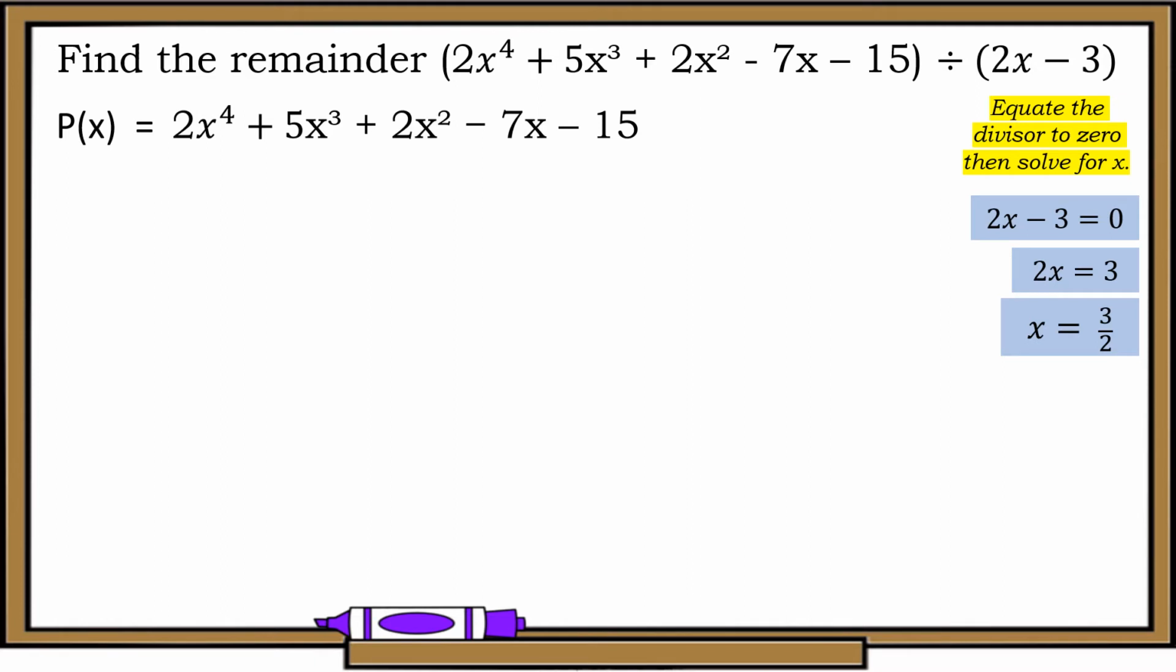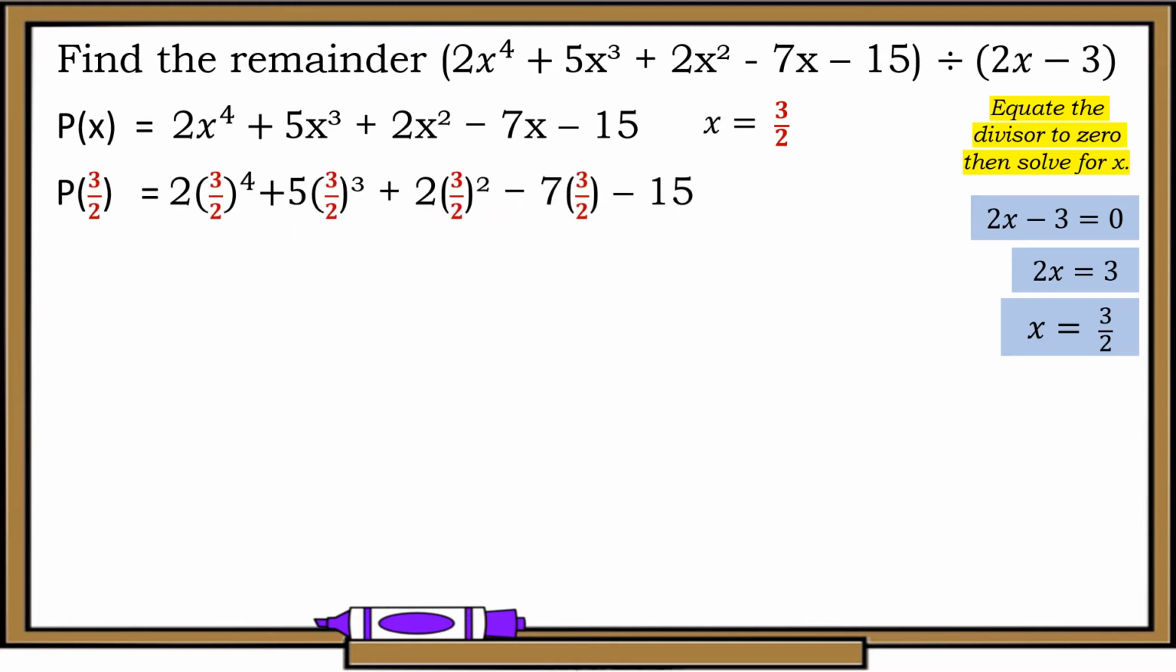Calculate for P(x), then write the dividend. P(x) is equal to 2x to the 4th plus 5x cubed plus 2x squared minus 7x minus 15. Since our x is 3 halves, we will substitute x by 3 halves. So P(3 halves) is equal to 2x to the 4th, or 2 times 3 halves to the 4th, plus 5x cubed, or 5 times 3 halves cubed, plus 2x squared, or 2 times 3 halves squared, minus 7x, or minus 7 times 3 halves, minus 15.